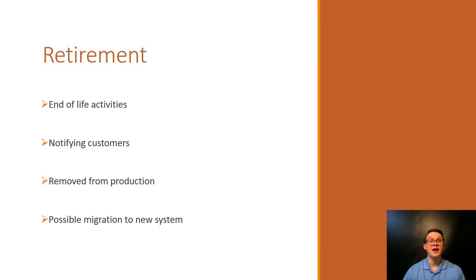The final stage of Agile is retirement. At this stage, you will perform all end-of-life activities. This includes notifying users of retirement, removing it from production, and potentially beginning migration to a replacement system.